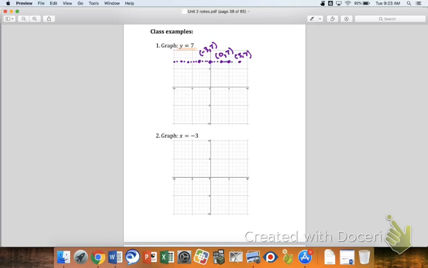What are we talking about? Isn't it a horizontal line? Whoa. This is a horizontal line right up there at y equals 7.